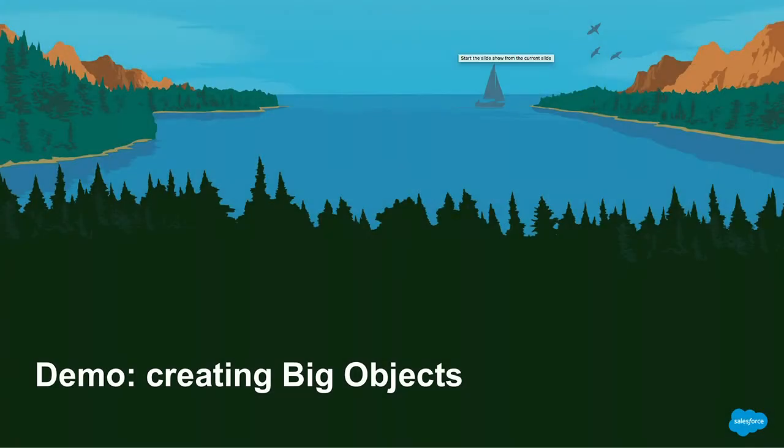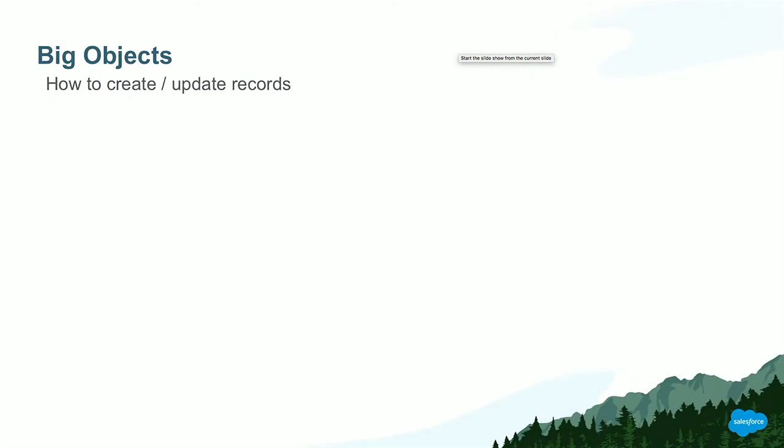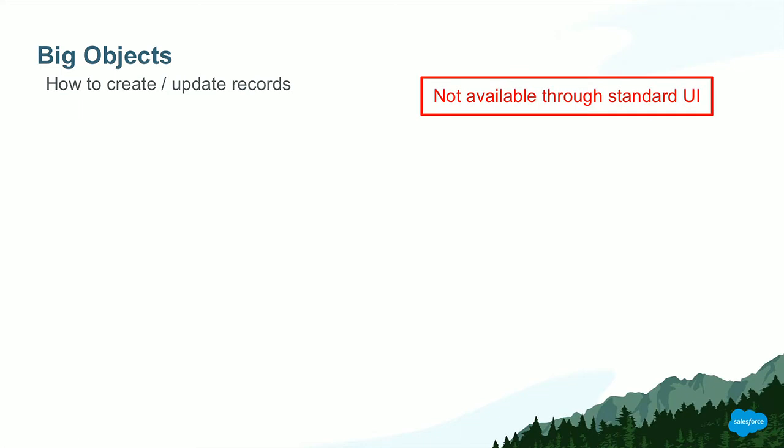So coming back to our presentation, we have created our code review history big object in the organization, but now we want to start creating records of the big object. How can we do that? Well, you are not going to be able to create a tab and start creating records there. A standard UI is not available yet, or I don't know if it's going to be in the future. But we have several options.